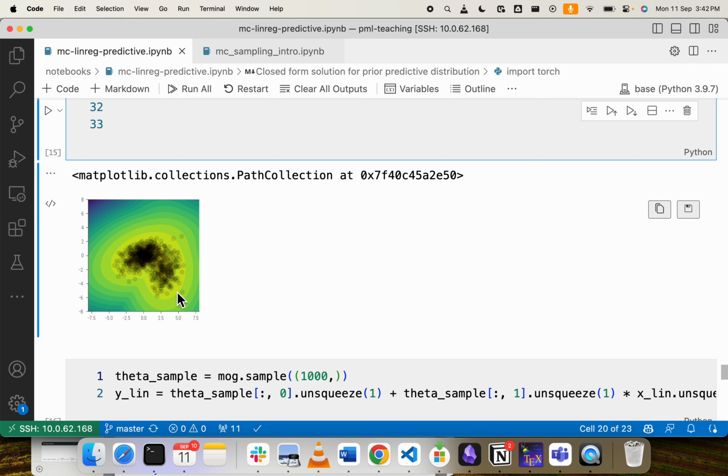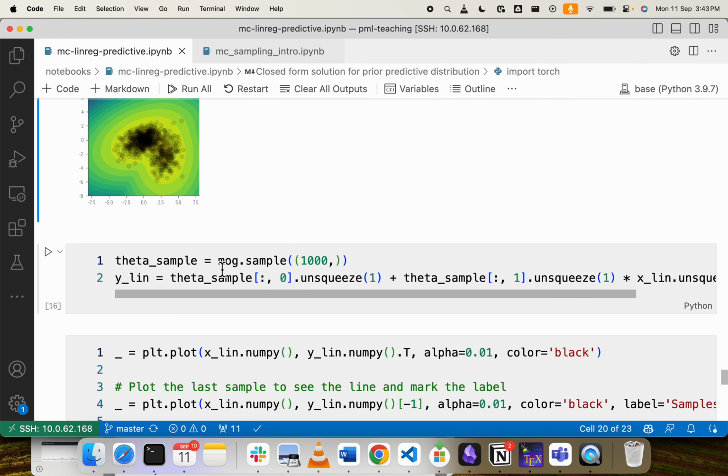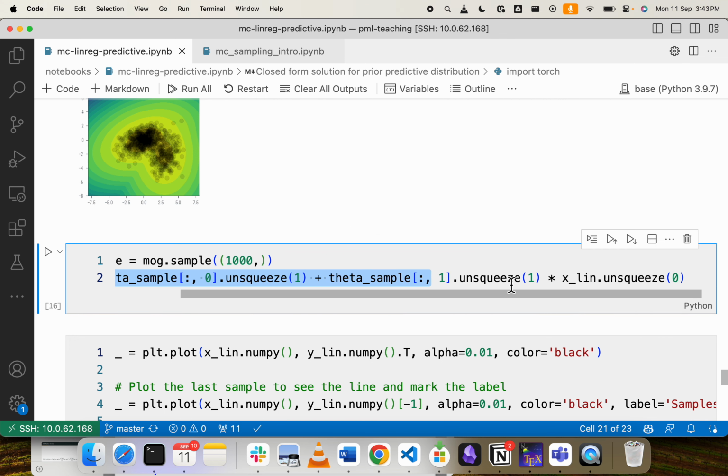Now you can see this is not the same as the distributions you have been seeing thus far, right? There seems to be more mass here, lesser mass over here, and that is also reflected in the samples that I am drawing from this. Now the good thing about using Monte Carlo sampling is that I don't need to change anything else in my code. I just replace theta_sample equals prior.sample with MOG.sample. Everything else remains the same. So the likelihood function remains the same.